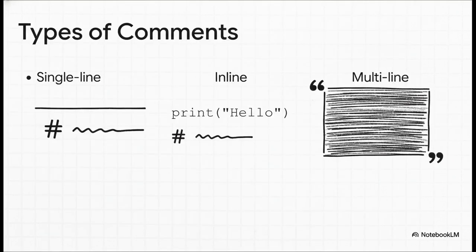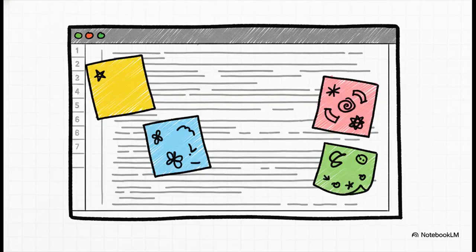And in Python, you've got a few ways to do it. You can use the hash symbol for a single line comment, or you can stick that same comment at the end of a line of code. We call that an inline comment. And for those longer thoughts, you can use triple quotes to make a multi-line comment. Pretty straightforward, right? The best way to think about comments is like they're sticky notes. You can slap one on anywhere you need a quick reminder. They're super helpful, they're informal, but let's be honest, you wouldn't write the official instruction manual for a new gadget on a bunch of sticky notes, would you?